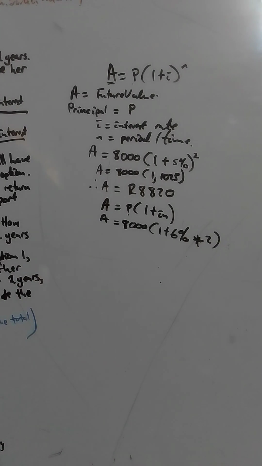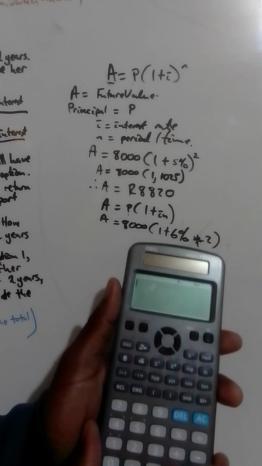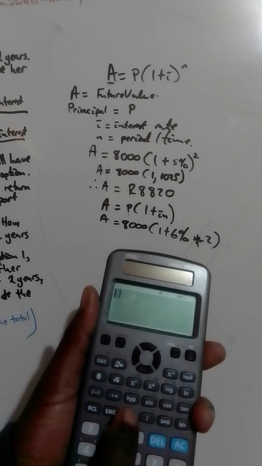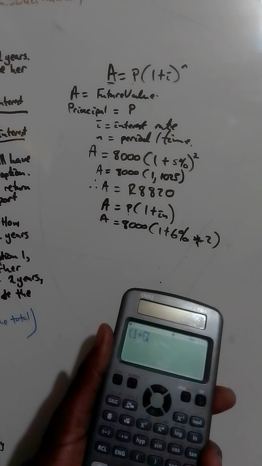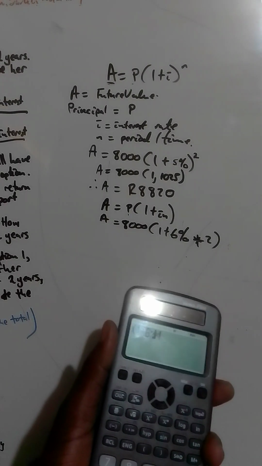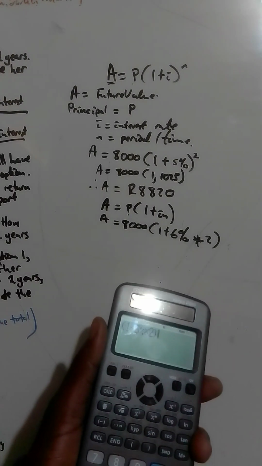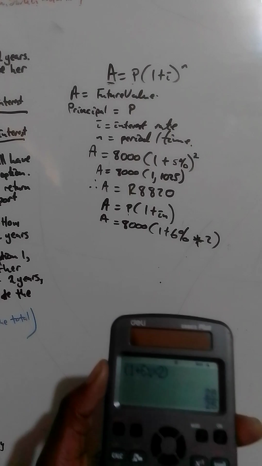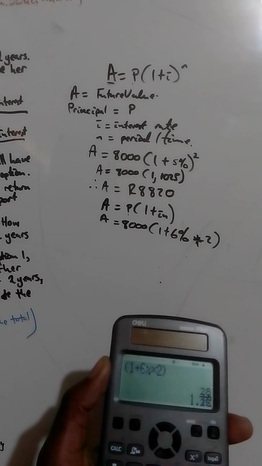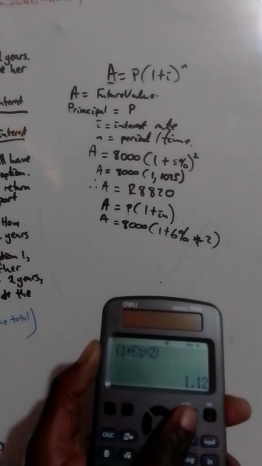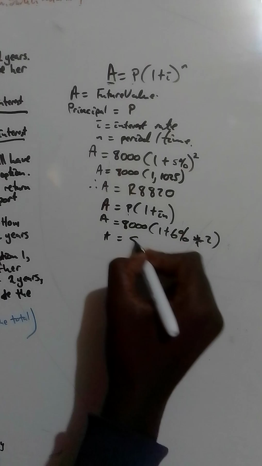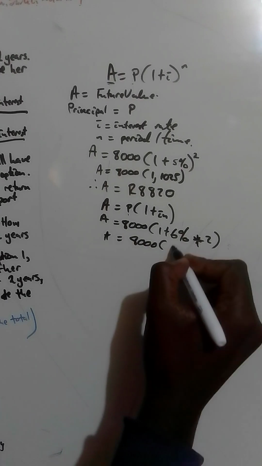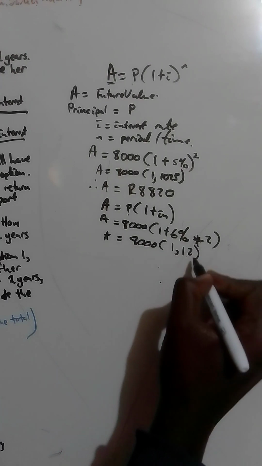Now that we have done this, we go to our calculator and we say 1, open bracket, 1 plus 6%, so shift, and then we get the percentage, multiplied by 2 years, close bracket, which is equal to, we get 28 over 25. When we press it gives us 1,12. So in other words, A is equal to 8,000 multiplied by 1,12, close bracket.